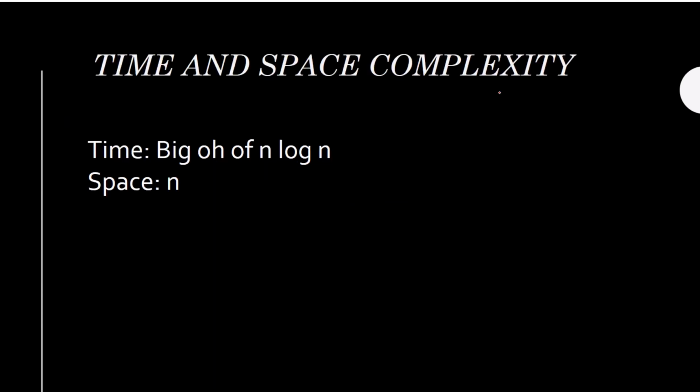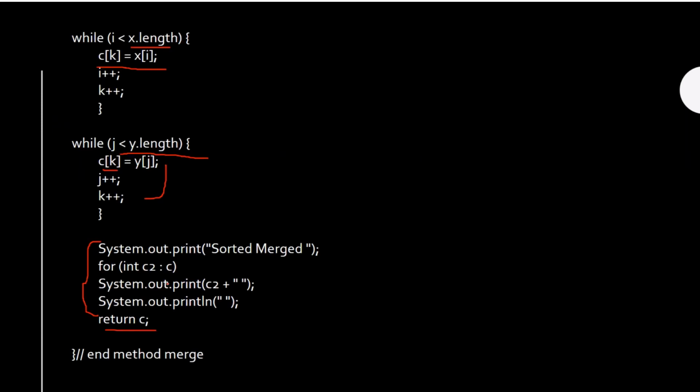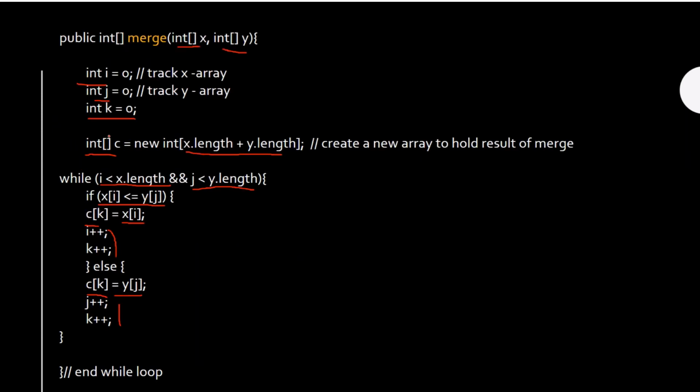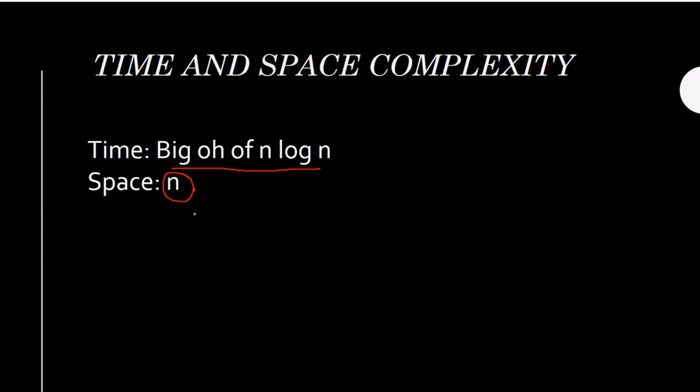And the time complexity is in big O of n log n, and the space complexity is in big O of n, because we have to create an entirely new array to be able to hold the result of our merge operation like we did in this case. So, at most it is going to be the size of the initial array, which is n.